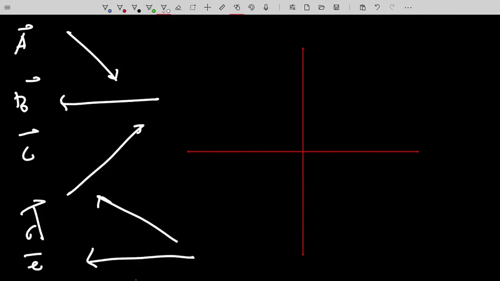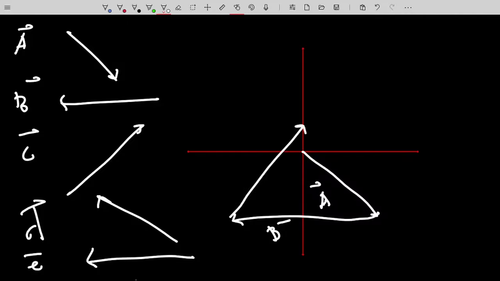Again, the first thing to do is to draw your first vector starting from your central axis. So this should be our vector A. Now vector B starting from the head of your vector A should be like this one. Now vector C starting from the head of your vector B should be like this. Now vector D starting from the head of your vector C should be like this one also. Now our vector E should be like this one, starting also from the head of your vector D. So this is your vector E and vector D.